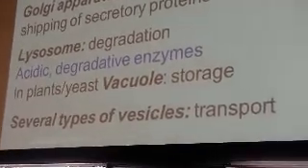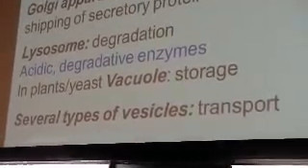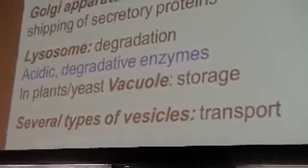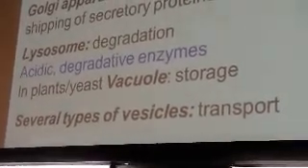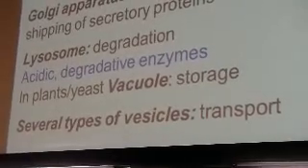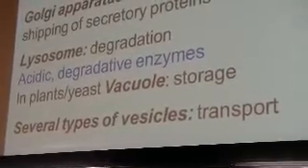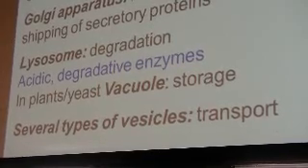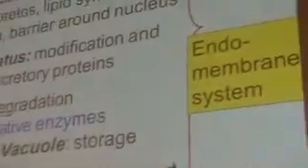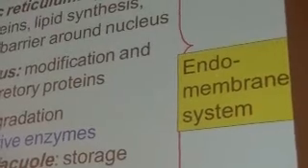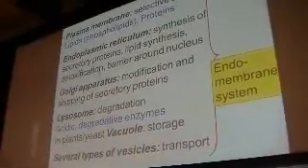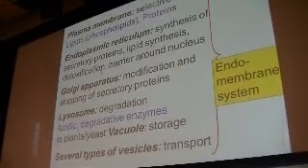Now there are several types of vesicles that connect all of these compartments. So all of these compartments are related. The membrane lipid components travel between the different compartments by means of vesicles. Therefore, we call this one system the endomembrane system. I spent 4 years working with the endomembrane system in yeast.